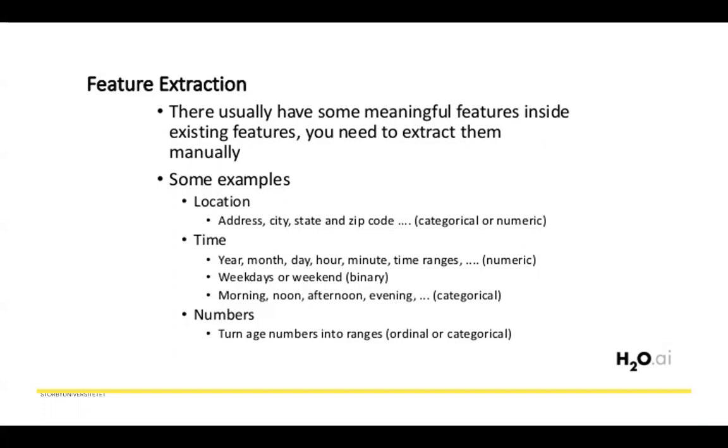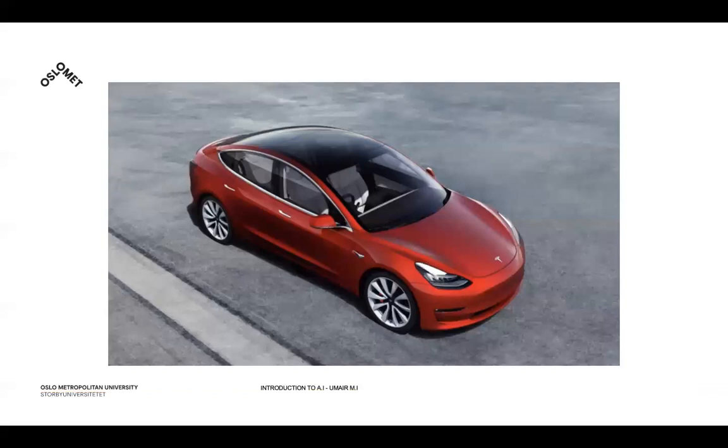And then the last one is numbers. How can you turn, like, age numbers into ranges? But I will show that with an example. This is a very interesting example. Like you see an image, right? This image you see in front of you, this is like a car. If I were to just ask you now, can you identify any features in this image, what would come to your mind?